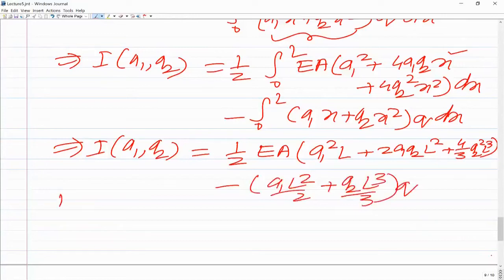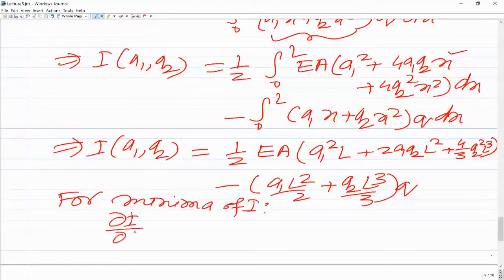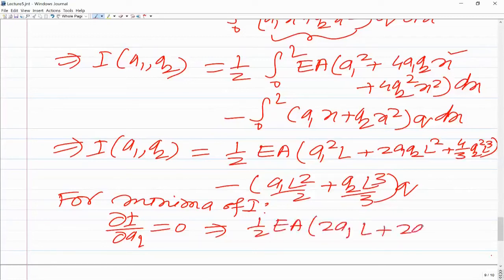Now for minima of I, we have two conditions, del I by del a1 equal to 0. So that will give you, when you differentiate this with respect to a1, the partial derivative. So half EA will be there, and the first term would give you twice a1 into L. This will give you twice a2 into L square. The next term is in terms of a2, so that will not contribute. Minus the first term, so we will have q L square by 2 is equal to 0. So this is one equation.